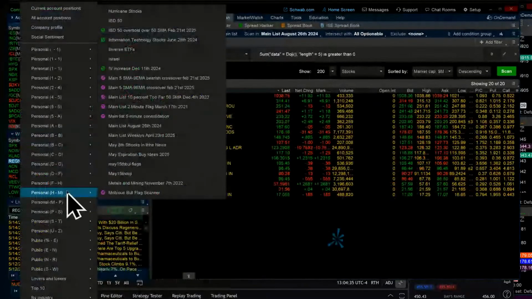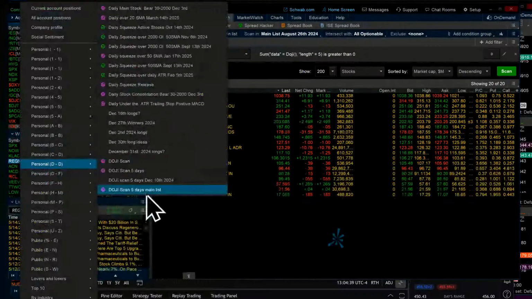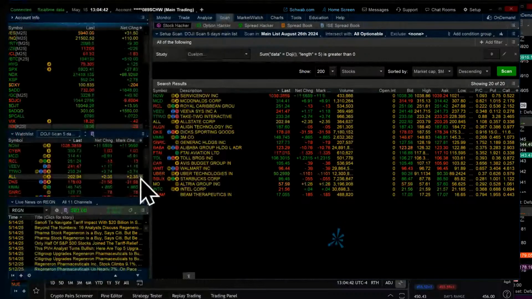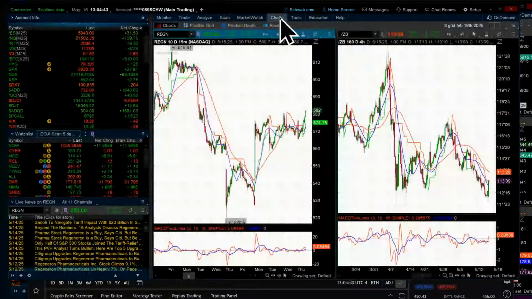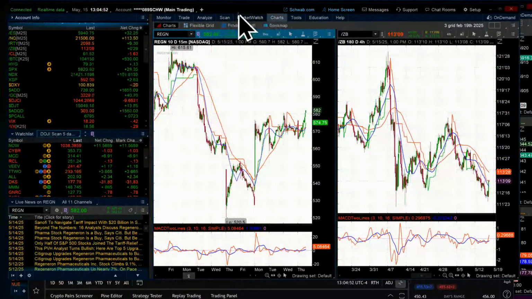Once you save it, it becomes a watch list. So you go over here to Doji Scan. There you go, main list. So they pop out.